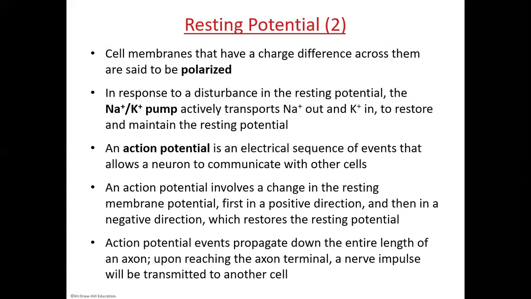So the cell membrane is polarized. When an action potential does happen, the first thing that happens is sodium will rush into the cell, and then potassium will rush out of the cell, and then the action potential is propagated. And then the third thing that happens is the sodium potassium pump puts the sodium back outside and potassium back inside to restore the resting potential. And then action potential is that series of events. So sodium rushes in, potassium rushes out, and then the sodium potassium pump puts things back how they were.